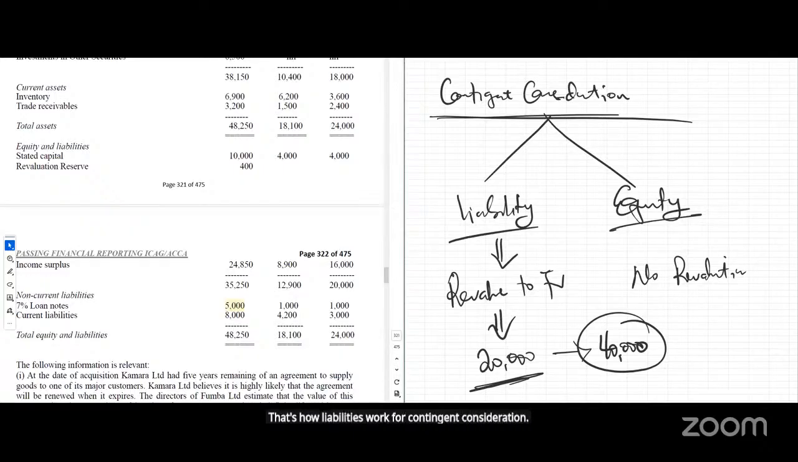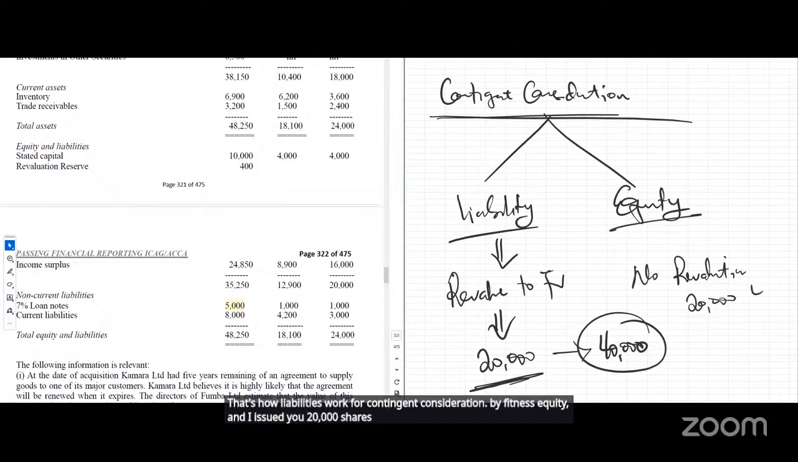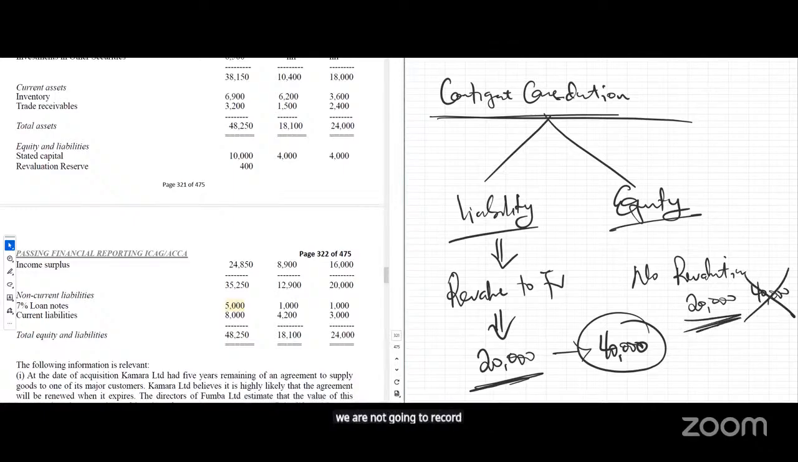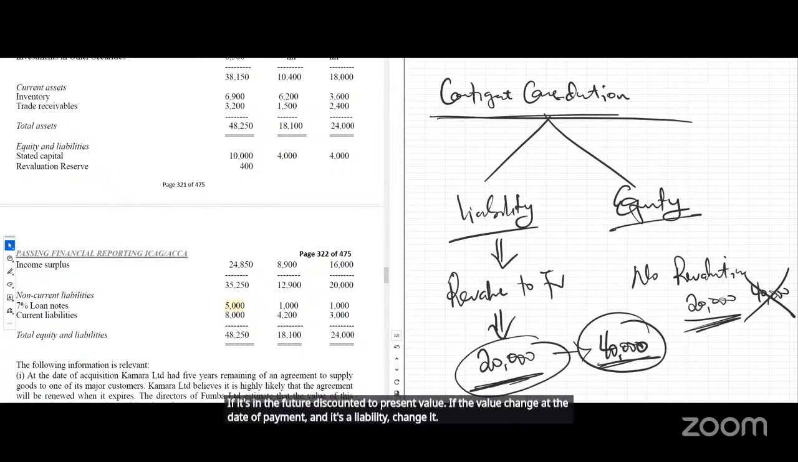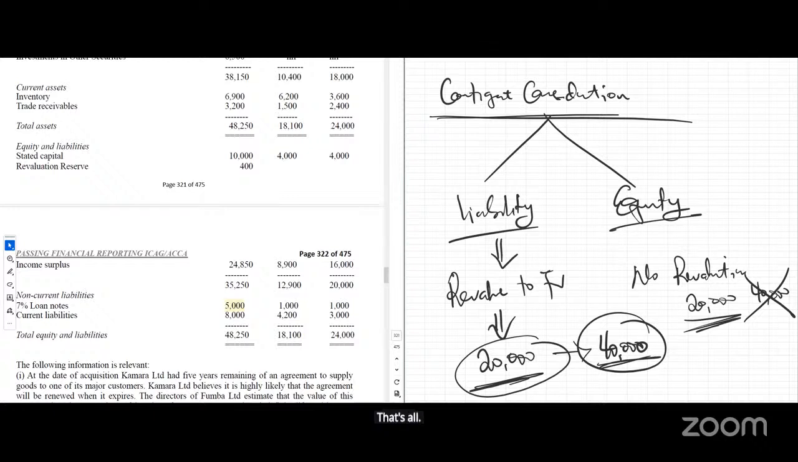But if it is equity and I issued you 20,000 shares, and on the D-Day it has become 40,000, we are not going to record 40,000. We will still record the same 20,000 that we initially recognized. This is all about contingent consideration. If it's in the future, discount it to present value. If the value changed at the date of payment and it's a liability, change it. That's all.